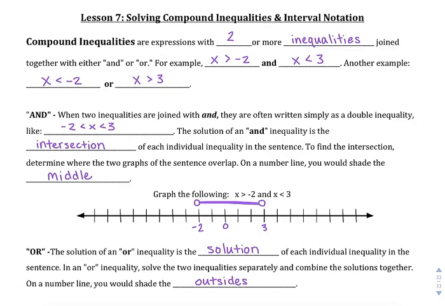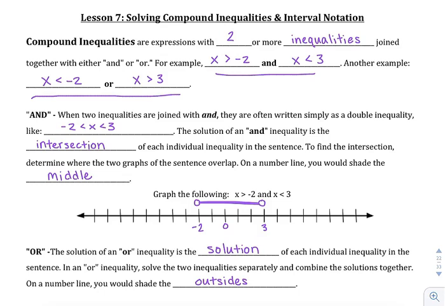So you could have two inequalities such as x is greater than -2 and x is less than 3. That would be an "and" inequality. Another example would be x is less than -2 or x is greater than 3. That would be an example of an "or." An "and" is when the solutions to both those inequalities overlap, whereas an "or" compound inequality, their solutions are sort of separate. We solve them together in the same problem, but their solutions never overlap.